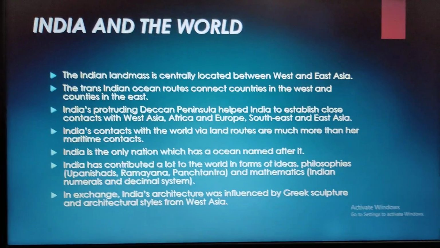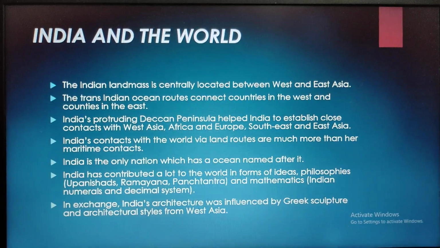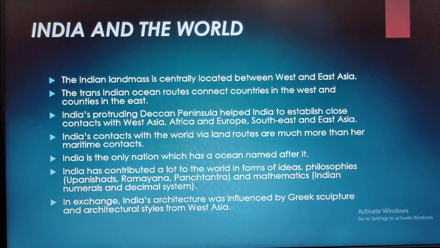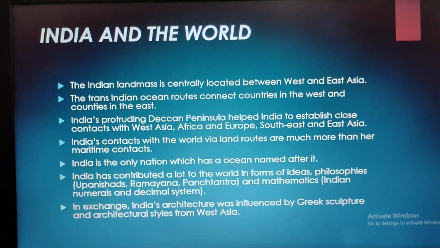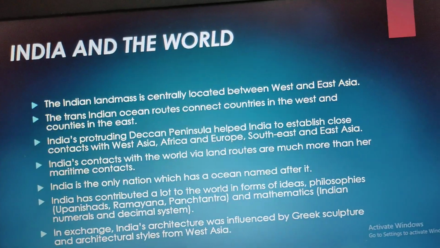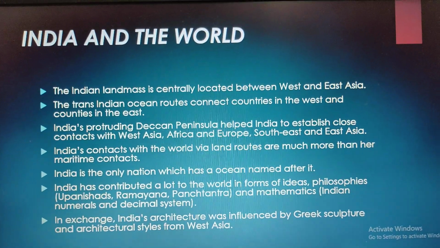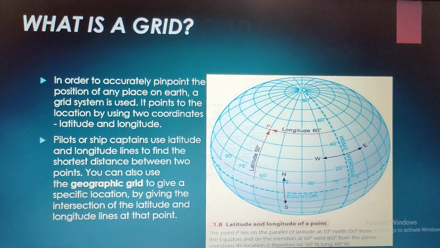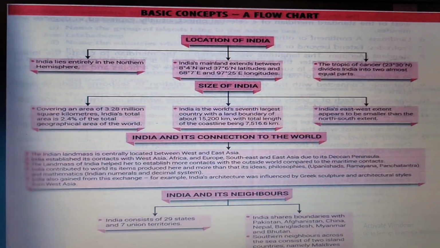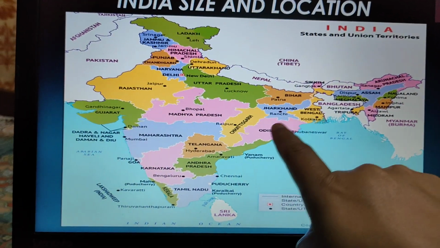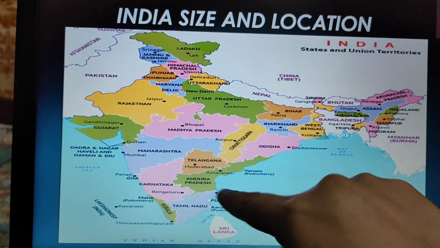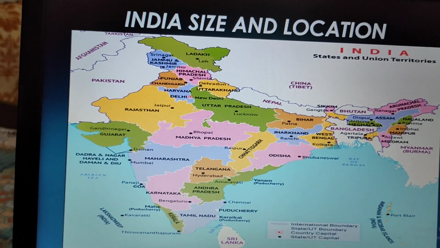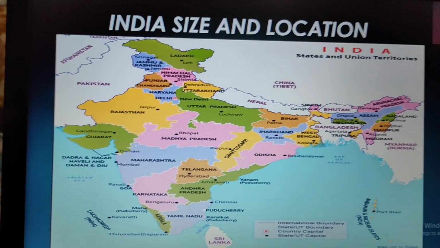India and the world. The Indian landmass is centrally located between West and East Asia. The trans-Indian Ocean routes connect countries in the west and countries in the east, right? India's protruding Deccan Peninsula. Now simply, we can go over here, the map of India. If you look, this is the protruding peninsular part of India, right? It protrudes into the Indian Ocean. It is surrounded by water bodies on three sides.